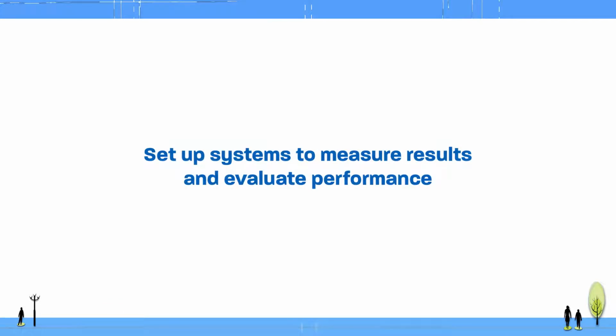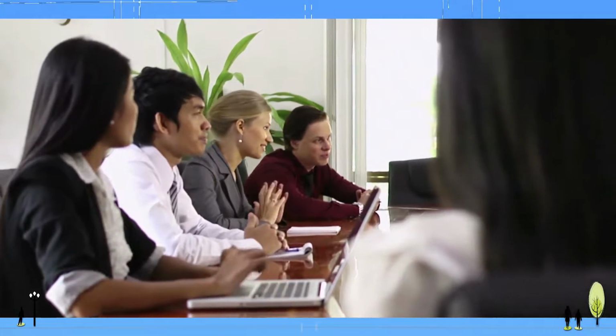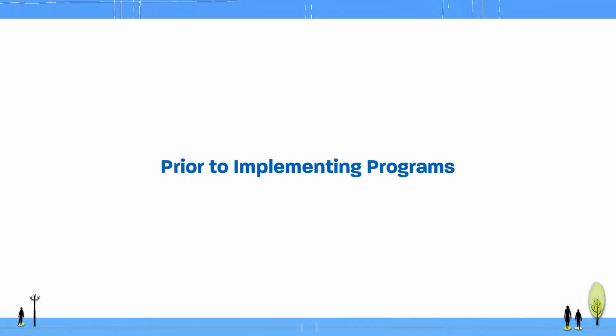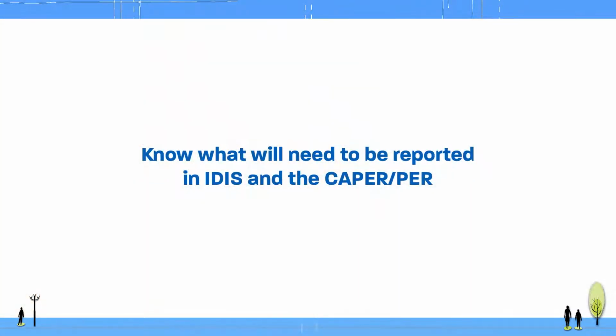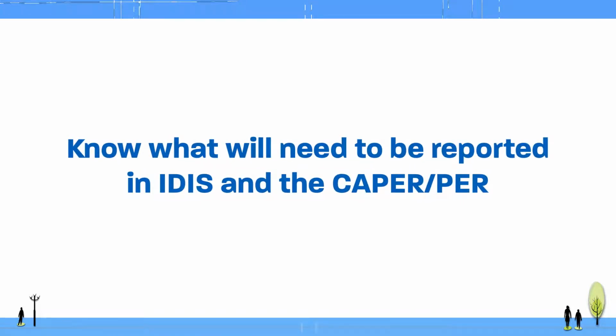After designing your program, it is essential to set up systems that will enable you to measure results and evaluate performance. There are many ways to do this, and it is important for grantees to know what they seek to accomplish prior to implementing programs. It is also essential for grantees to know what will need to be reported in IDIS and the Consolidated Annual Performance and Evaluation Report, or Performance and Evaluation Report.